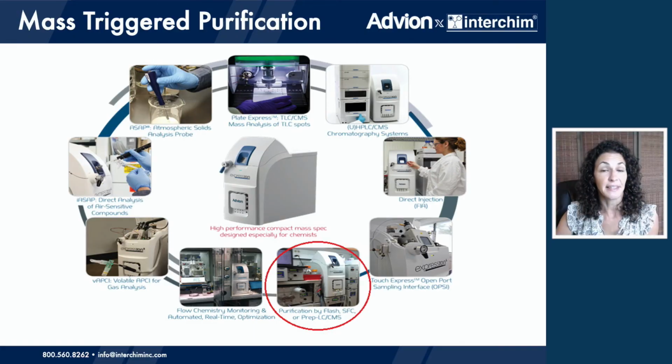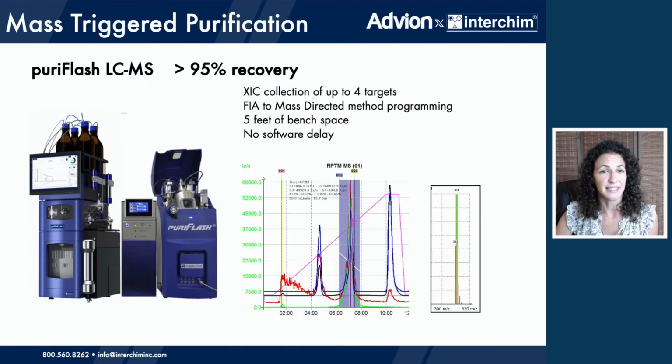The last technique that I will touch upon today is the mass-triggered purification system. Speaking of easy to use, that brings us to the option of having a mass-triggered purification system. You can trigger collection up to 4 masses, FIA to verify your target mass, and then automatically program your purification method. It also only takes up about 5 feet of bench space.